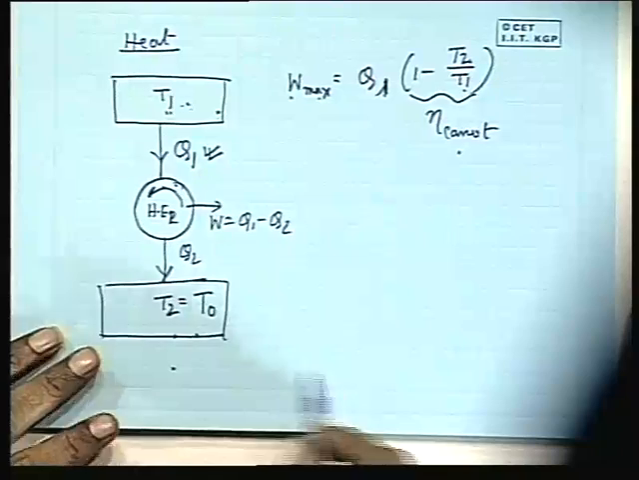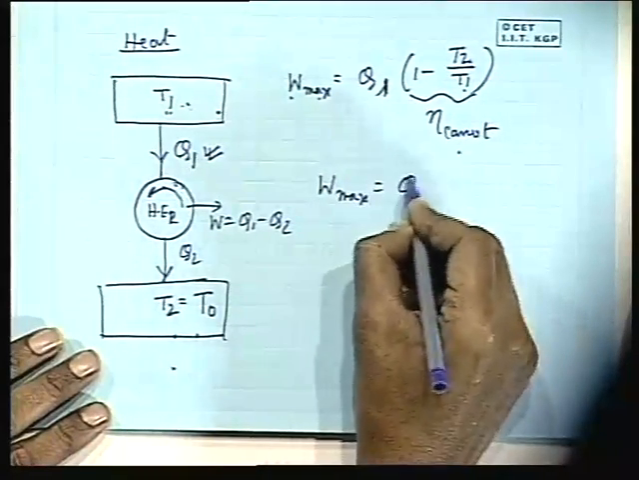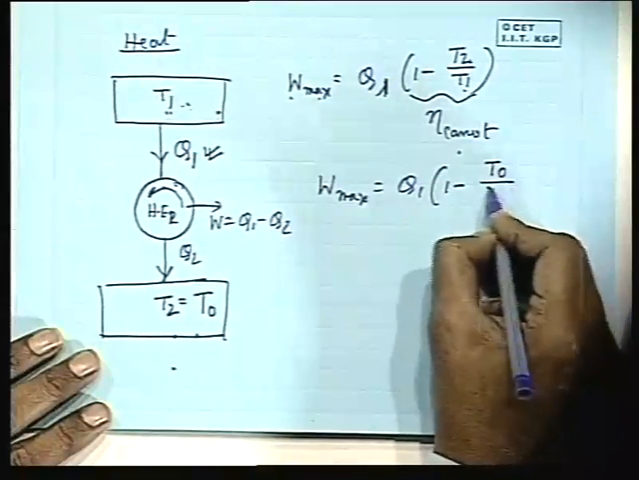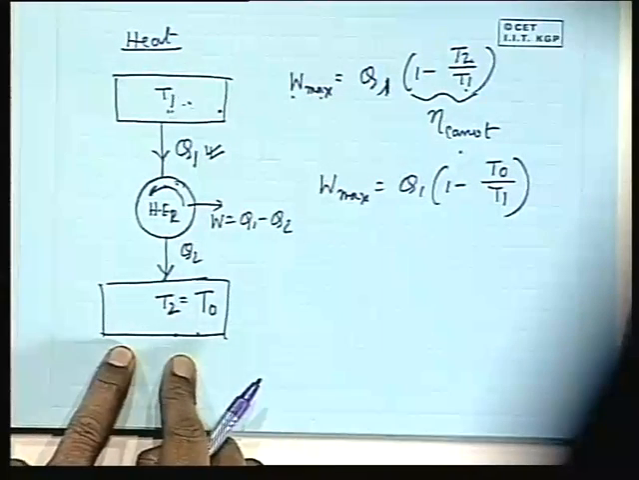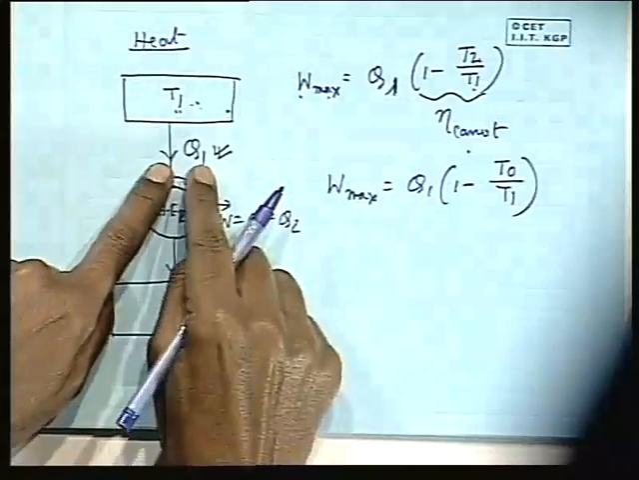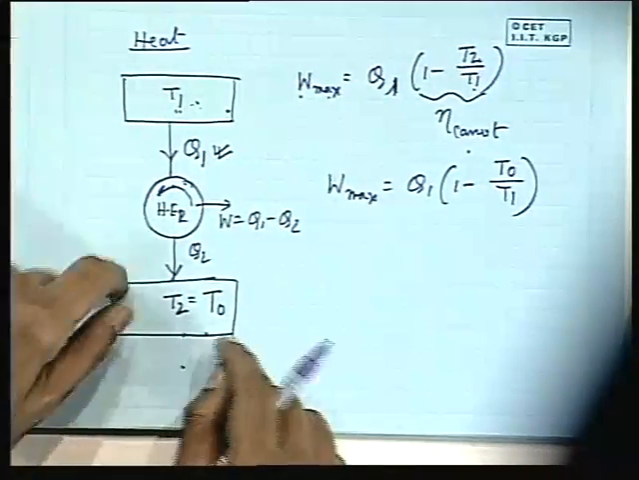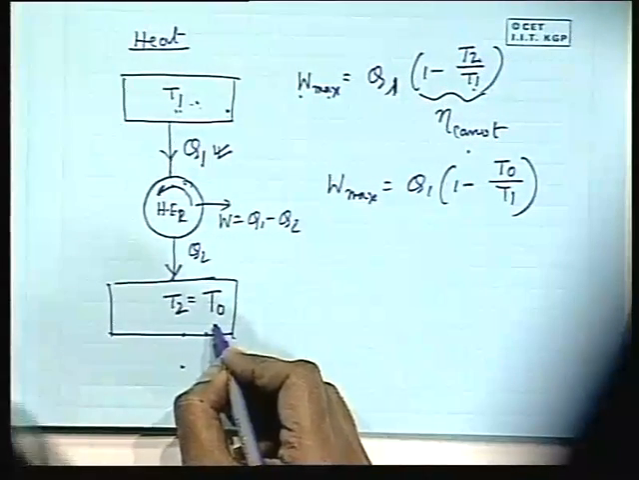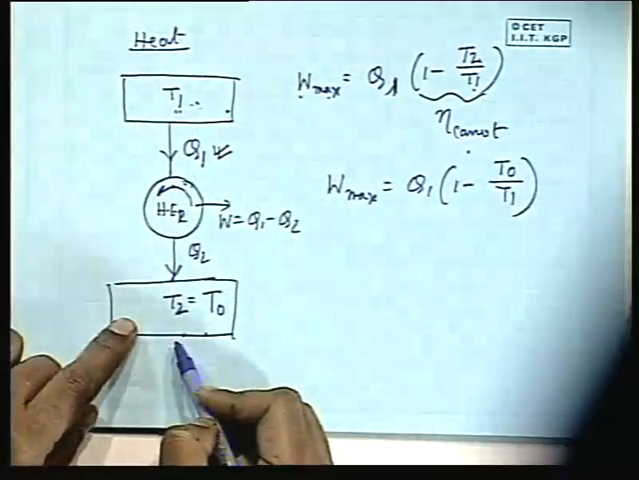So the ambient temperature. If that is true, the maximum work is Q1 into 1 minus T0 by T1. So therefore you see the surrounding comes into picture, depending upon the T0. For the same amount of heat Q1 at T1, the availability here will be much less than the availability very close to the poles, because there the T0 is very low. So the ambient comes into picture in this simple example.